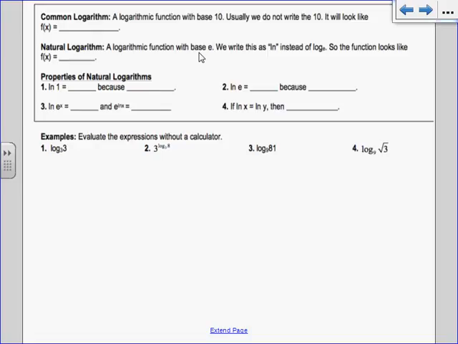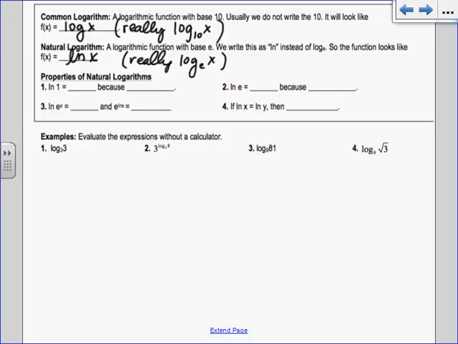All right, common logarithm. So a logarithmic function with base 10. Usually we don't write the 10, so if you have a common logarithm, it looks like f of x equals log of x. Okay, so there's no base there. So it's really log base 10 of x. That's what we're saying, right? So if you don't see a base, it's assumed to be base 10. A natural logarithm is written as natural log of x. This is really, do you guys remember what base it has? Log base e. Okay, that's what a natural logarithm means. I don't know why they can't just write log base e, but less to write, I guess.